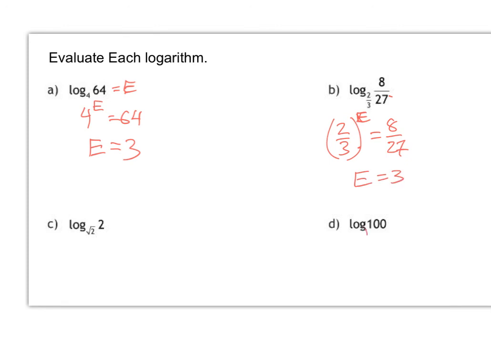Log of 100, we know that's base 10. So 10 to some exponent is 100. That exponent is 2. And then we've got the square root of 2 to some power is equal to 2. Well, I know if I square a square root, it goes away. So my exponent would be 2.